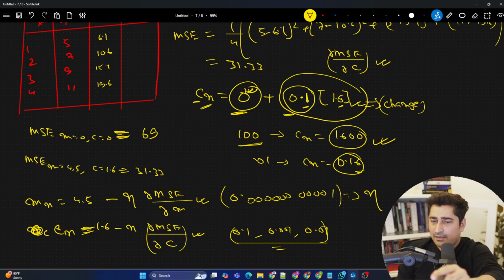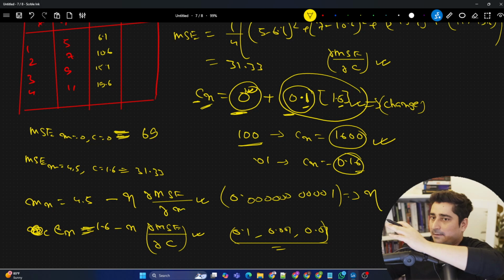Now, here, let's try to understand this part. Here we have eta. Eta should not be very high, eta should not be very low, and eta is something that we decide. Learning rate is something we decide. Even in real life, I'm going to decide that I'm going to take 6 months to learn data science, which is not a very small amount of time, and not a very big amount of time. It's a balanced one.